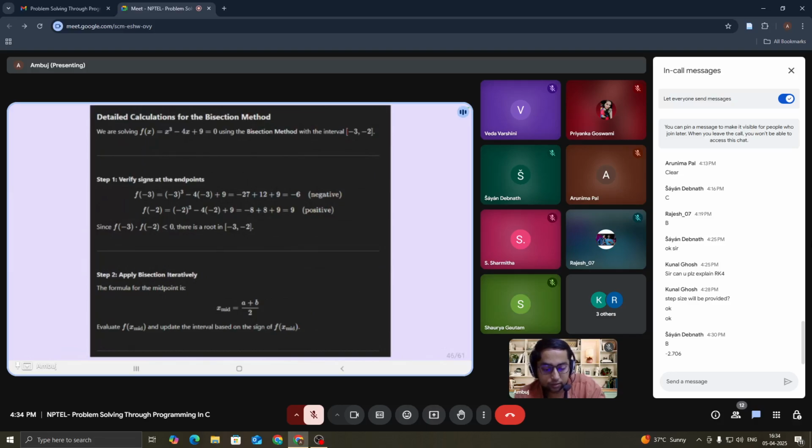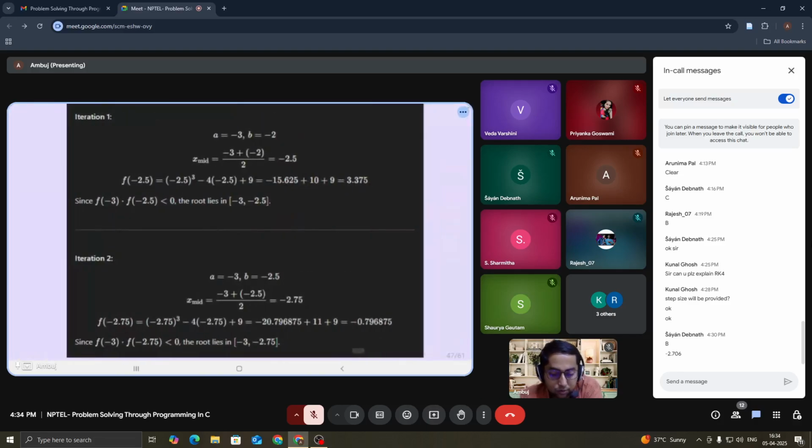Yeah, this is the same thing. I'll proceed forward. First of all, x mid that we calculate: minus 3 plus minus 2 divided by 2, that is minus 2.5. F of minus 2.5 is positive. f of minus 3 into f of minus 2.5 is negative. So the root would be lying between minus 3 and minus 2.5.